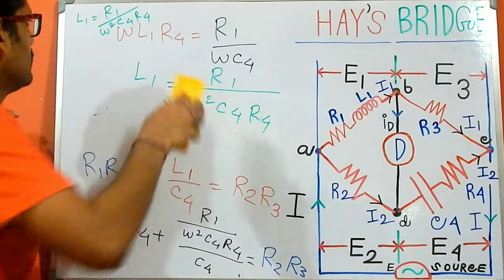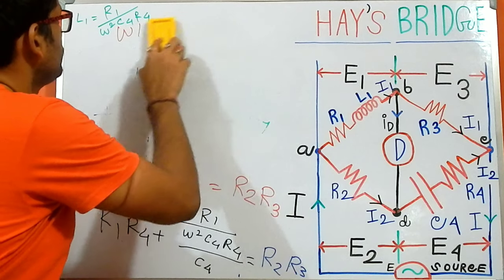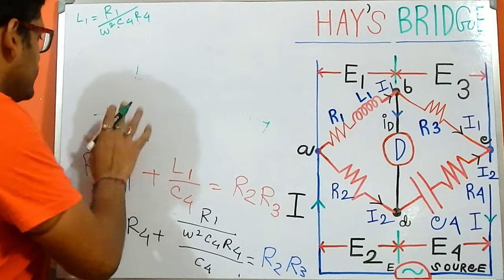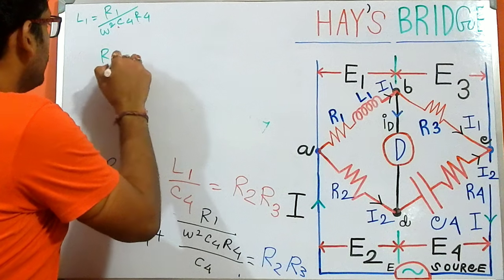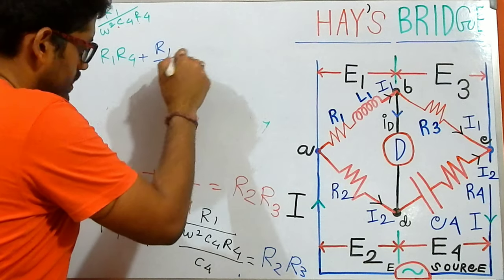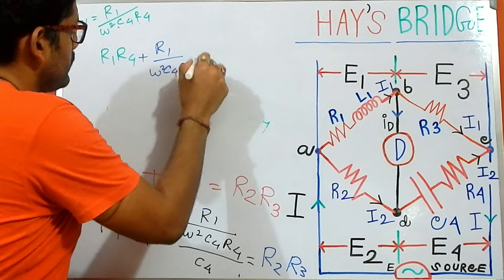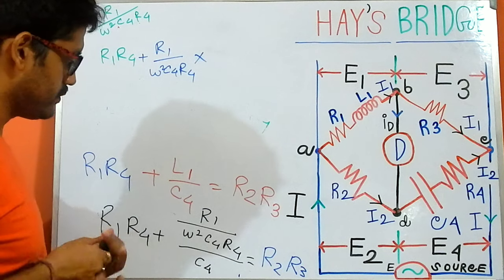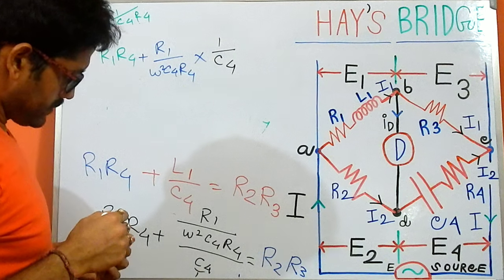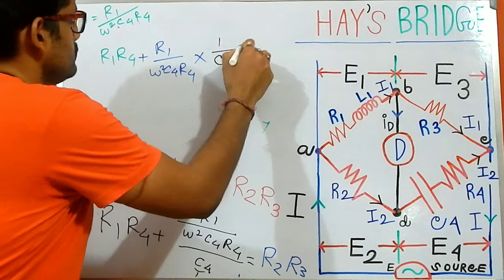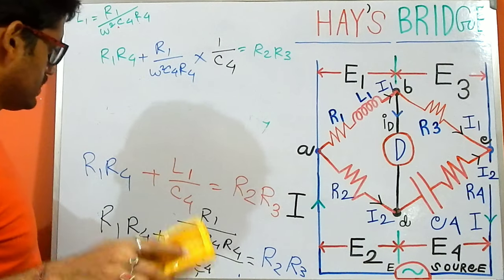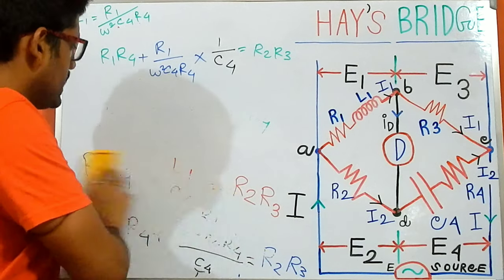So I should erase this portion over here. That will give me more space to solve the rest of the equation. Right now, if I calculate this equation, I have got R1 R4 for this one, plus R1 divided by omega square C4 R4, which is multiplied with C4 divided by 1. And if I alter this exponent, I have got this one, which is equal to R2 R3. Okay. So I should erase this portion as I have written over here.